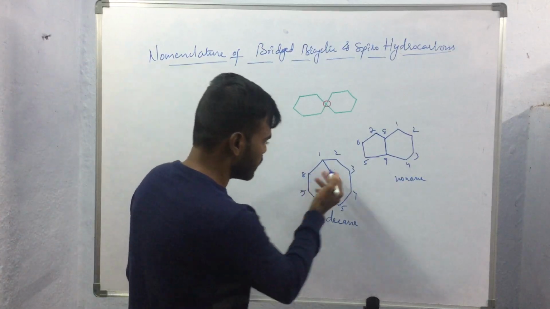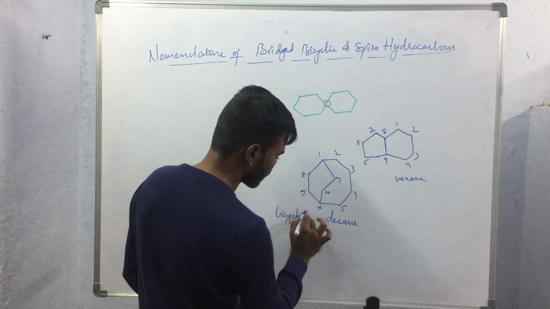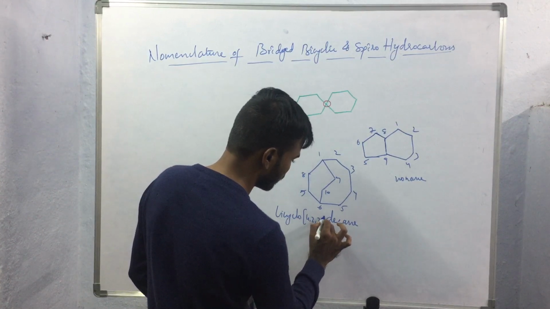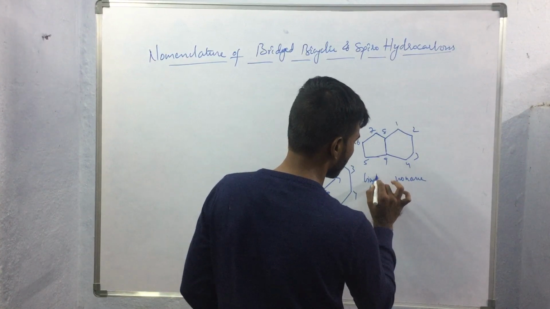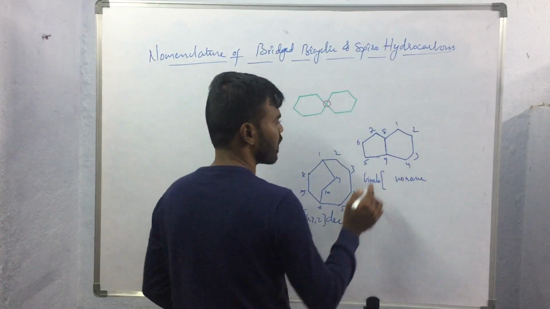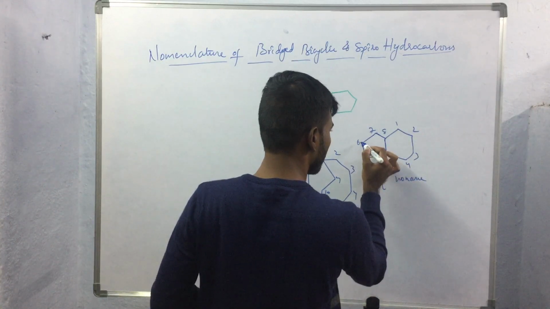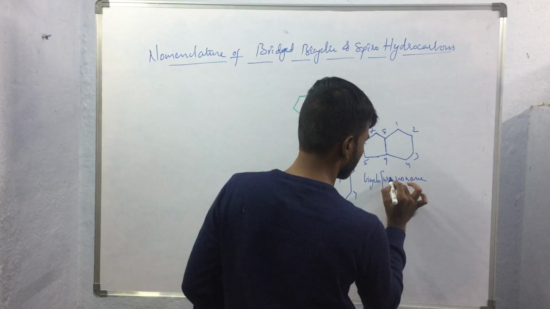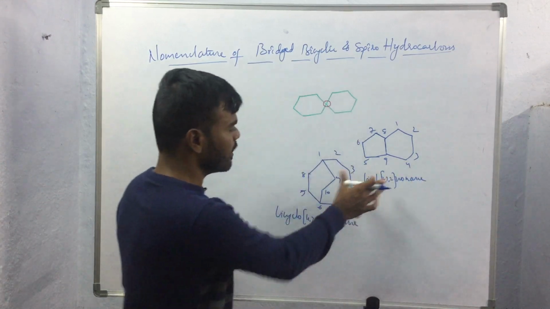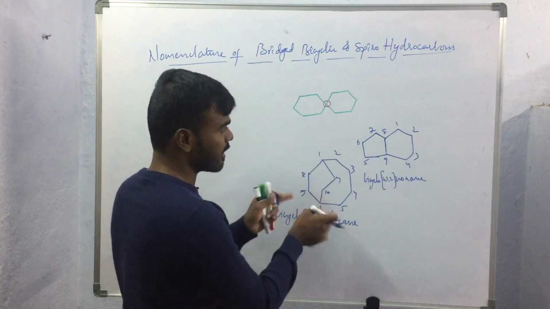Okay, so this compound we named as bicyclo 4,2,2 decane. This will be named as bicyclo, and this is 1 2 3 4 and 1 2 3, and this is 2, so bicyclo 4,3,2 nonane. So like this, we name these bicyclic compounds, bridged bicyclic compounds.